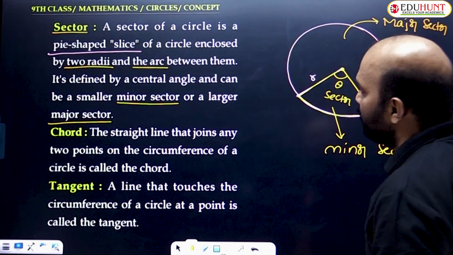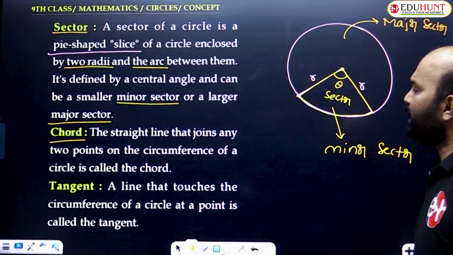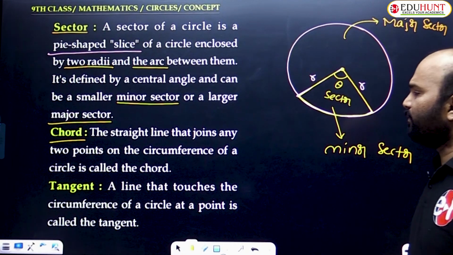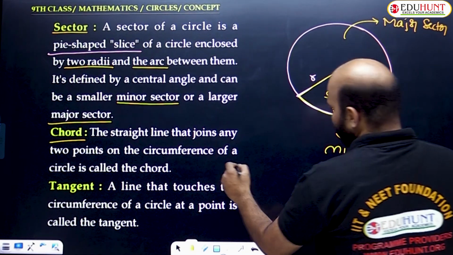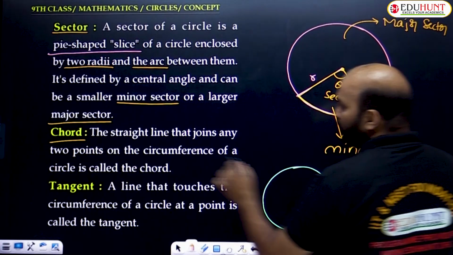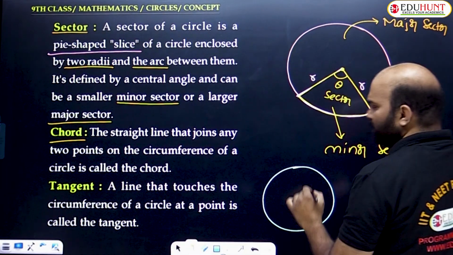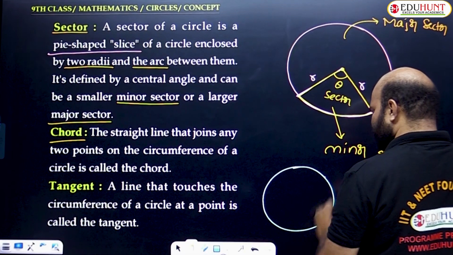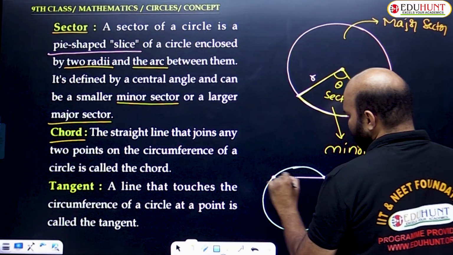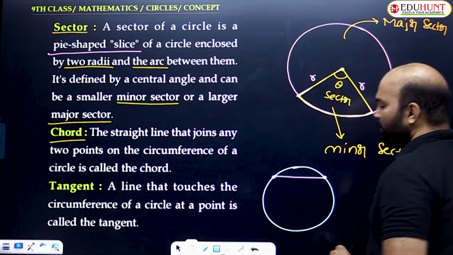So next one, chord. What is the chord of a circle? The straight line that joins any two points on the circumference of a circle is called a chord. So this is a circle, and this is the circumference of the circle. If you take any two points and join them, a line is obtained. That line is said to be a chord of the circle.